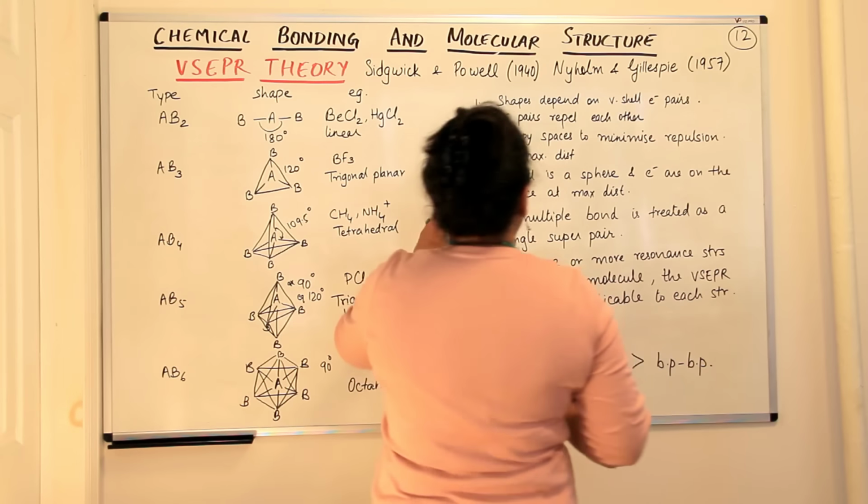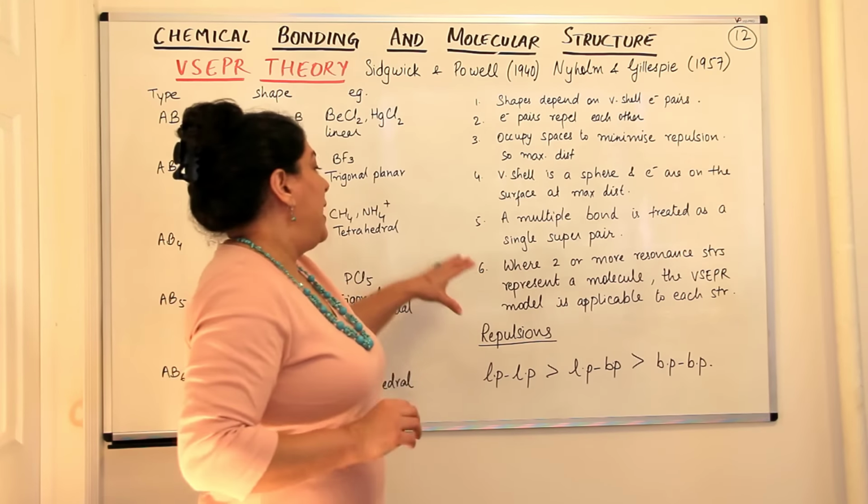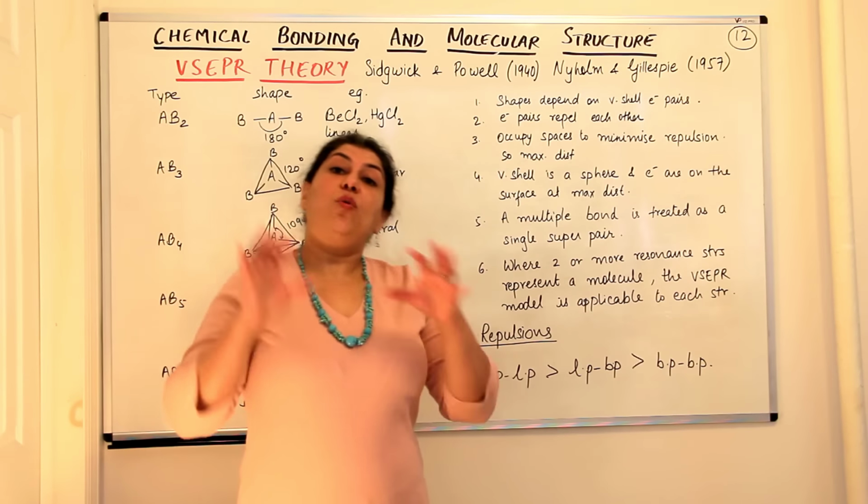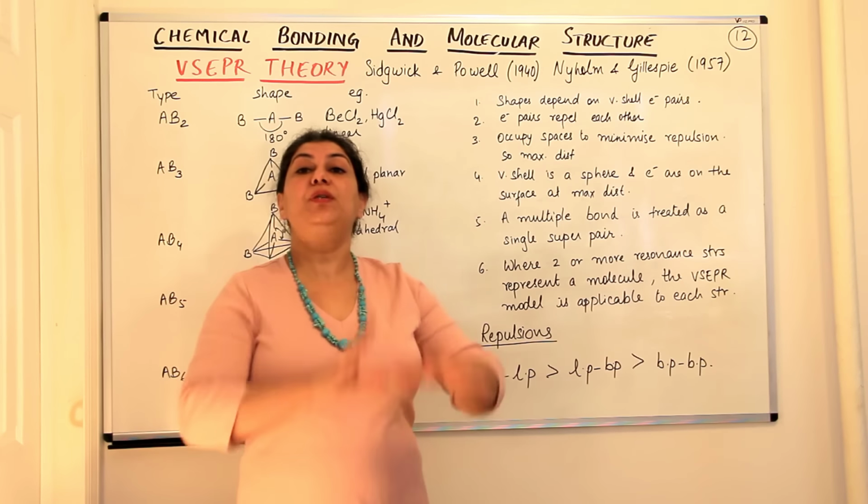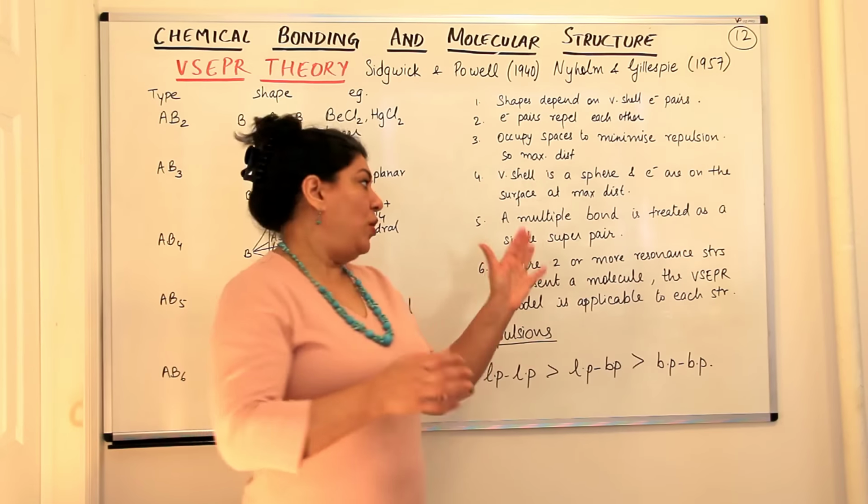So you could say that a multiple bond is a super pair, and if you have resonance and more than one structure representing a molecule, then the VSEPR theory should be applicable to each one of those structures of the resonating, that is the canonical forms. It should be applicable to each one of those structures that you imagine. So these were the statements of this theory.